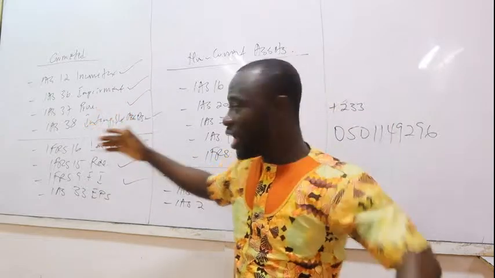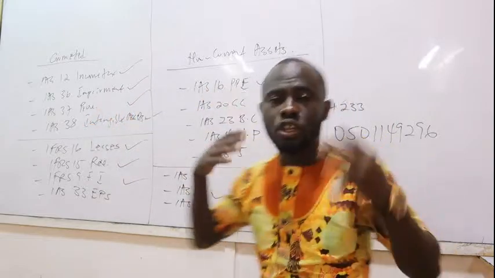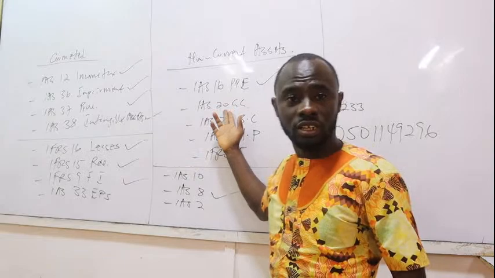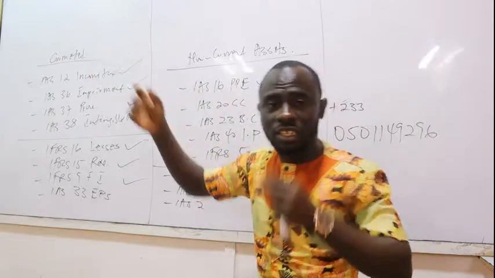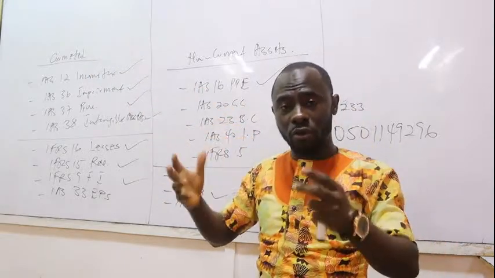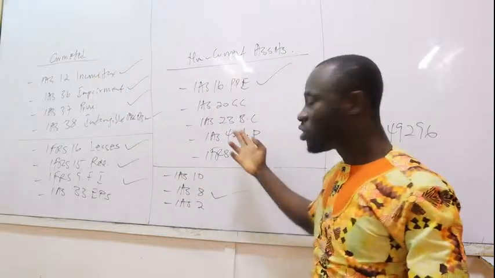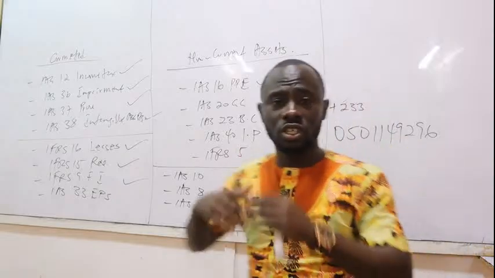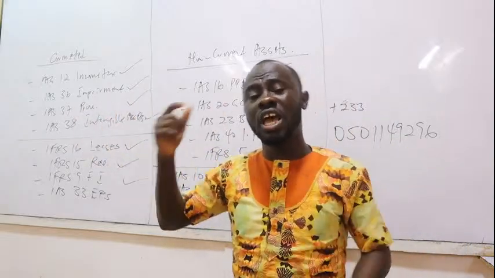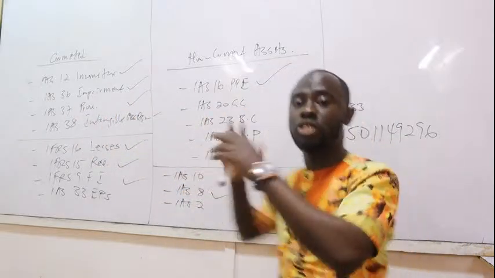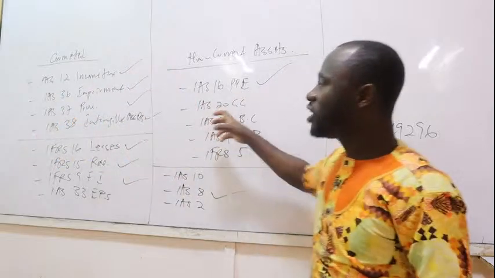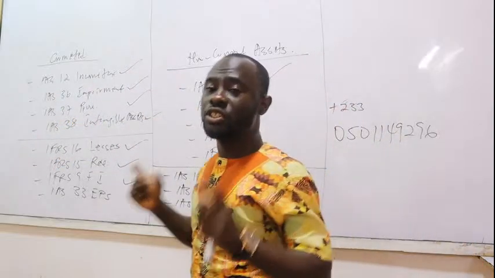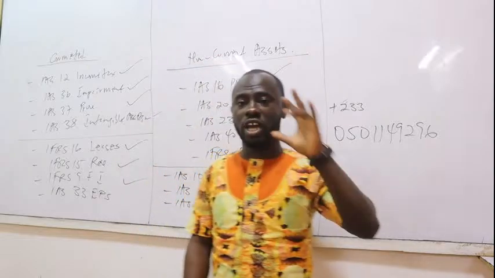For instance, if you are learning IAS 16, you must make sure you understand how to deal with government grants, because it is connected. You must know how to treat borrowing costs, because it is connected. You must know how to look at investment properties, because it is connected. You must know how to deal with IFRS 5, assets held for sale and discontinued operations, because it is connected. So these are the things you need to understand about the overview of the accounting standards.